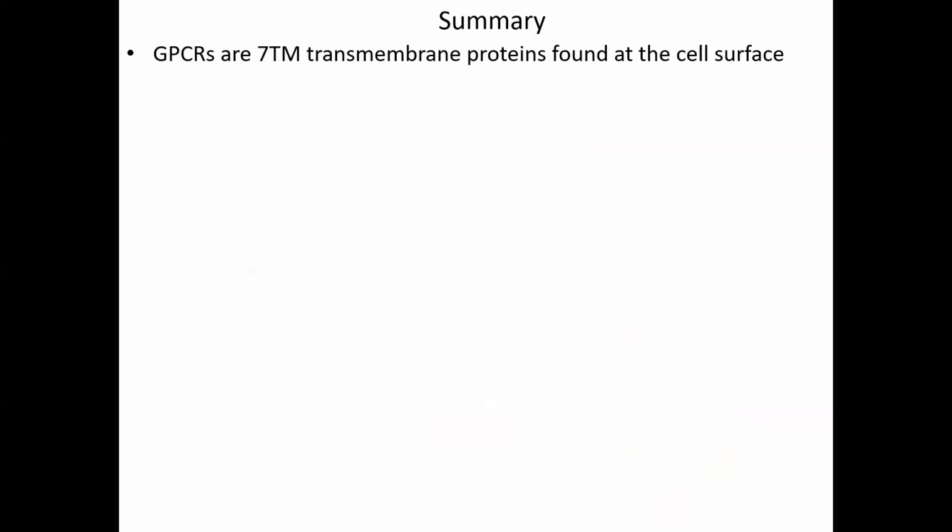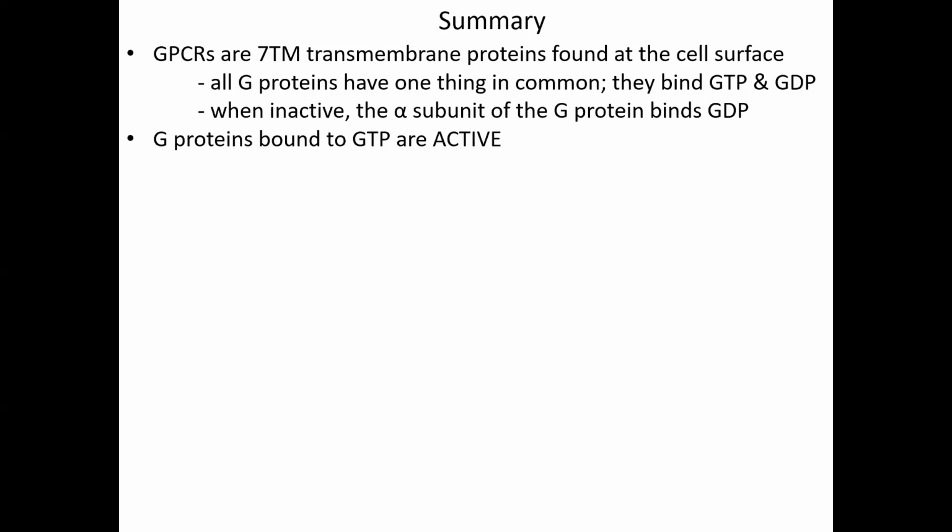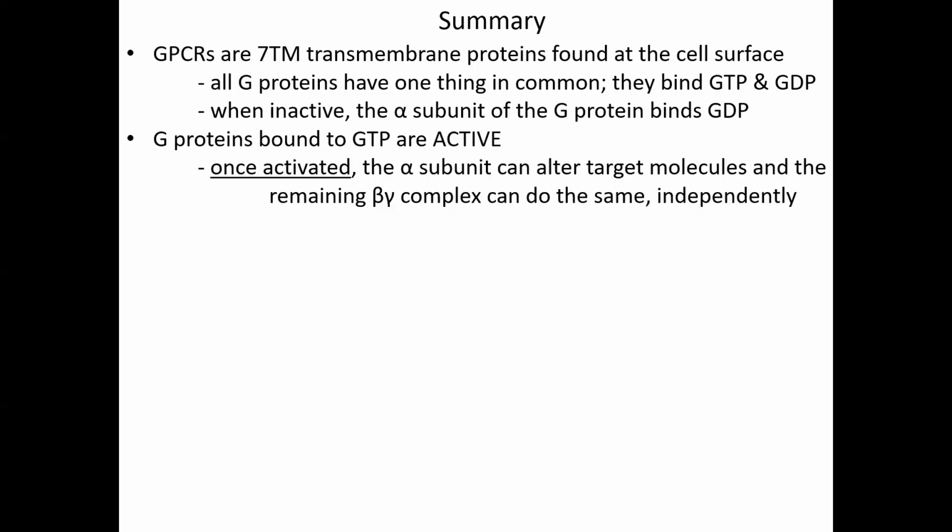We began by talking about G-protein coupled receptors as members of the 7-transmembrane superfamily, and they're found embedded at the cell surface. They're G-protein coupled receptors. So the receptor exists as a protein, but that protein is coupled to a G protein, and all G proteins have one thing in common. They are called G proteins because they bind to guanosine, guanosine triphosphate or guanosine diphosphate. When bound to GDP, the G protein is inactive, and when bound to GTP, the G protein is active.